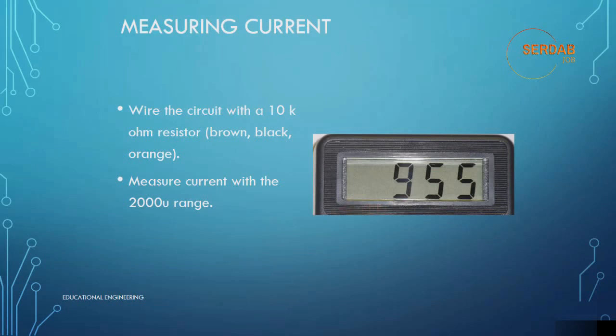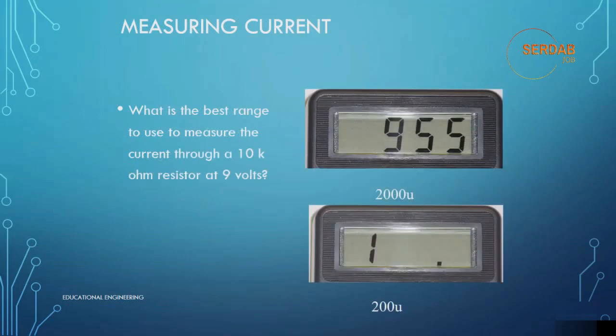These are different lab results. If we did another measurement, as you can see, the best range for the 10 kilo ohm resistor is the 2000 microamp, since if we choose the 200 microamp, it will give us out of range.